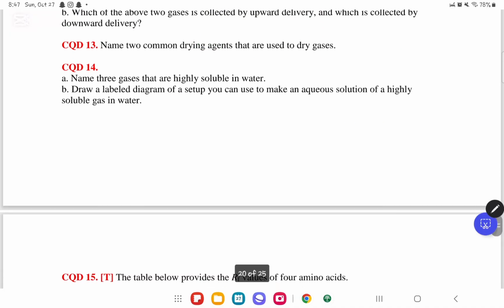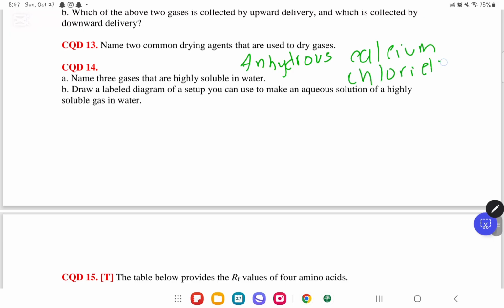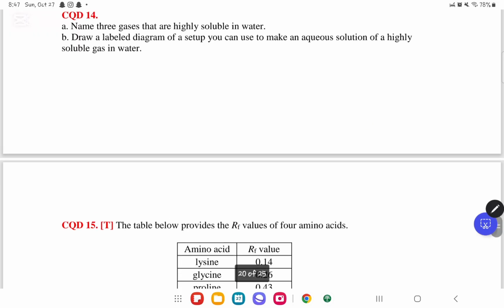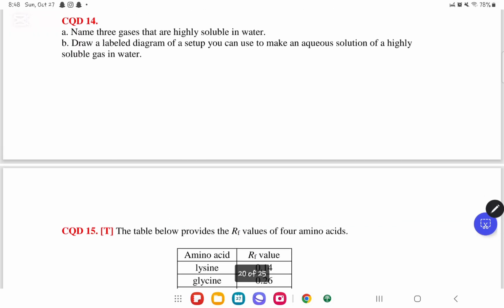So now they're asking us in CQD number 13, name two common drying agents that are used to dry gases. You have the anhydrous calcium chloride. I will write it. Anhydrous, I believe you spell it like this. Calcium chloride. And then you have concentrated sulfuric acid. So number 13 done. Now we reached CQD number 14.